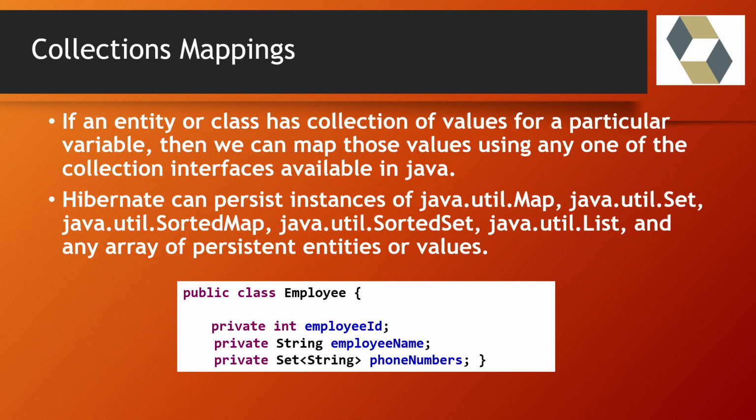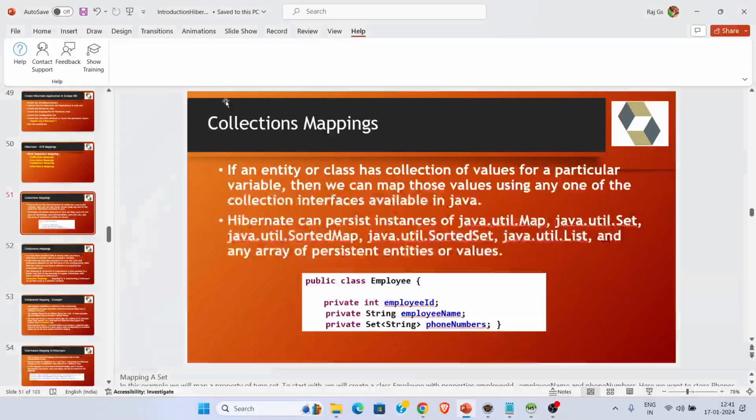What is the difference between set and a list? A list can store duplicate values, in which order? In the same order in which you have entered. But a set cannot have duplicates and it will store the data in a random manner. They will ask this in the final exam: the difference between set and a list.